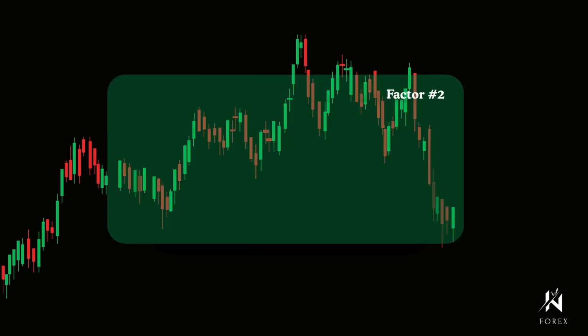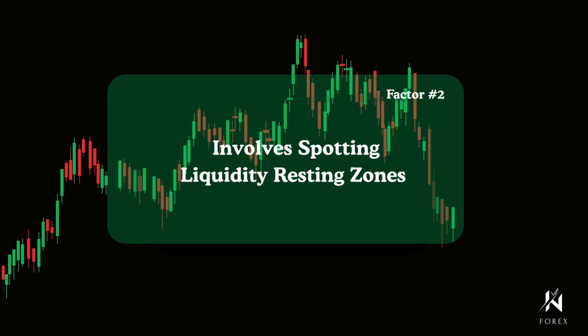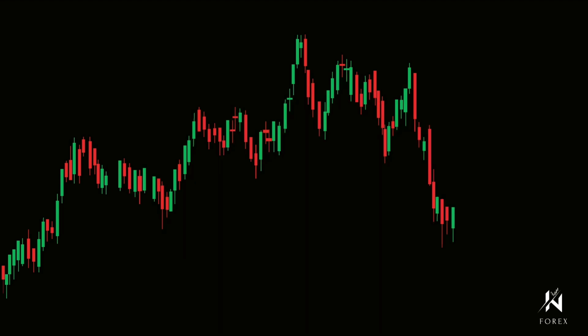The second key factor involves spotting liquidity resting zones. In other words, we need to locate areas on the chart where liquidity is likely sitting, as price may attempt to reach and absorb it. In this example, you can see a strong bearish impulse clearing sell-side liquidity, which signals that we now need to identify the buy-side liquidity levels present on the chart.